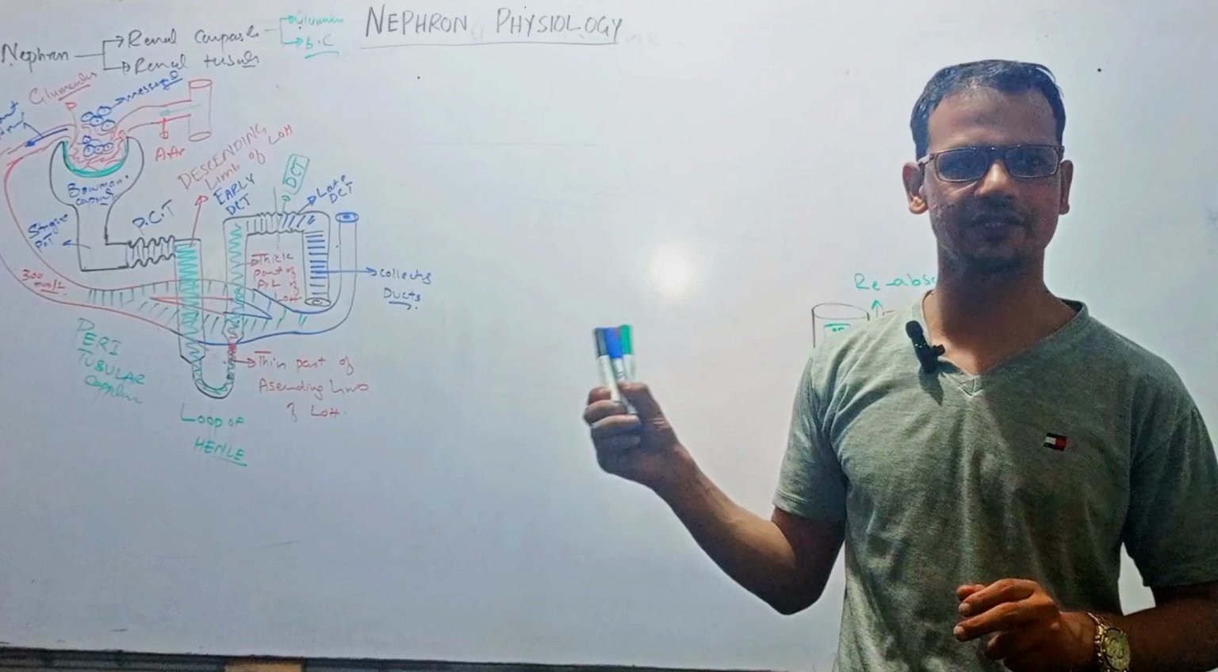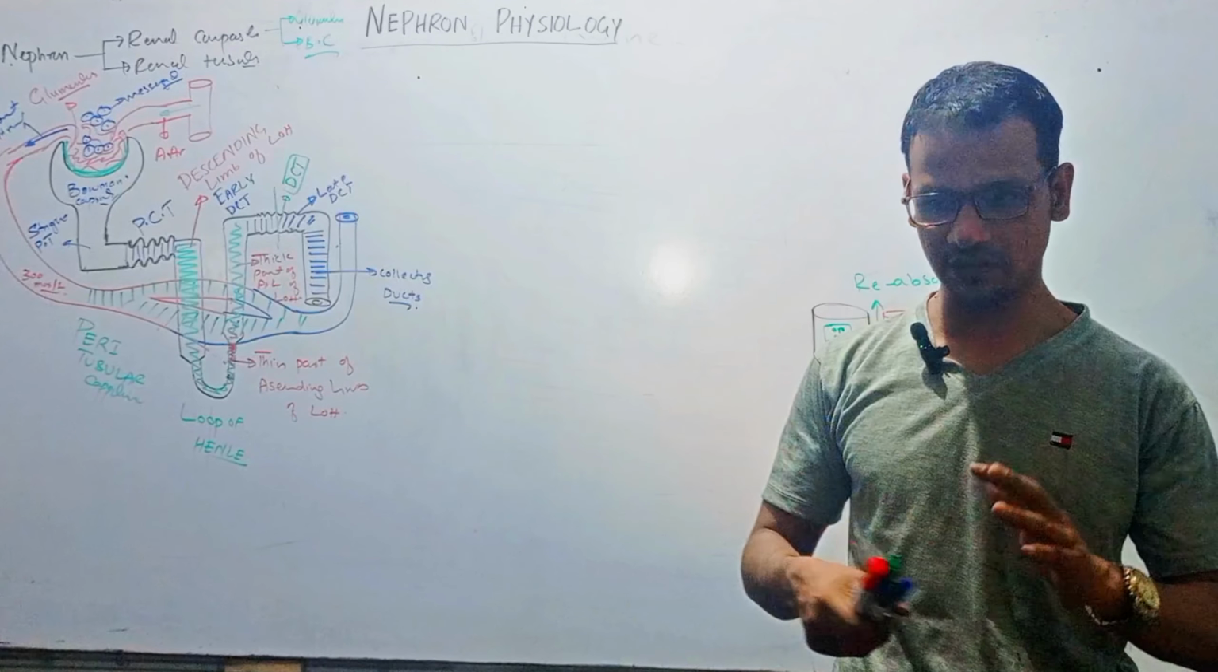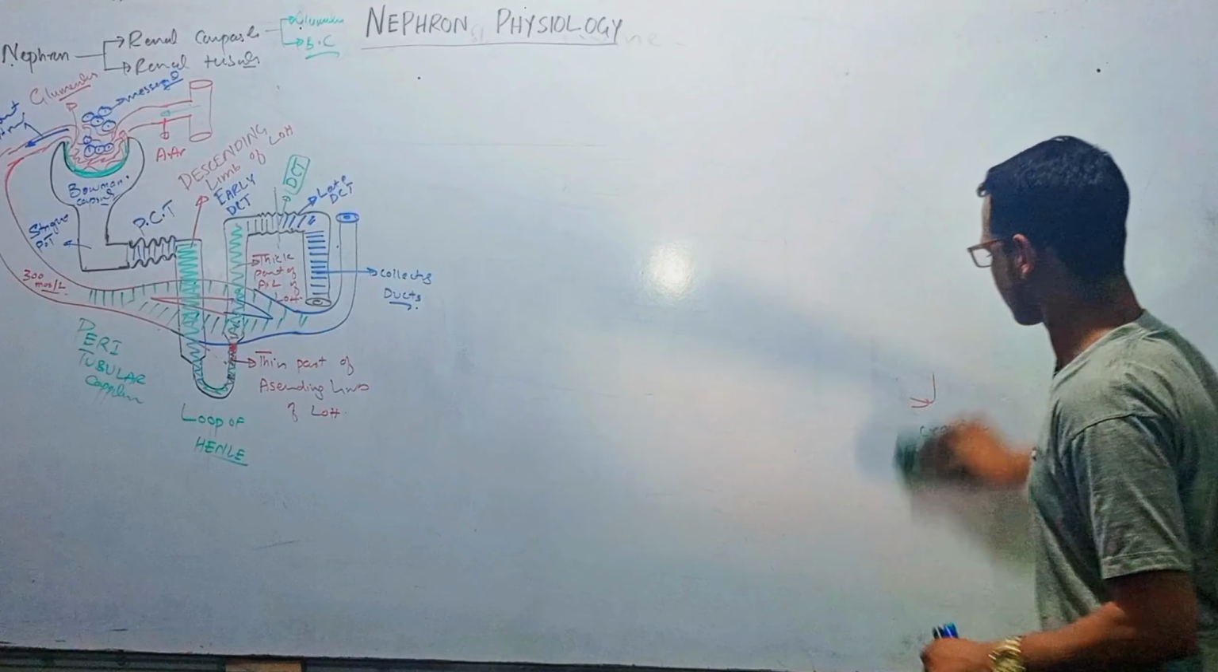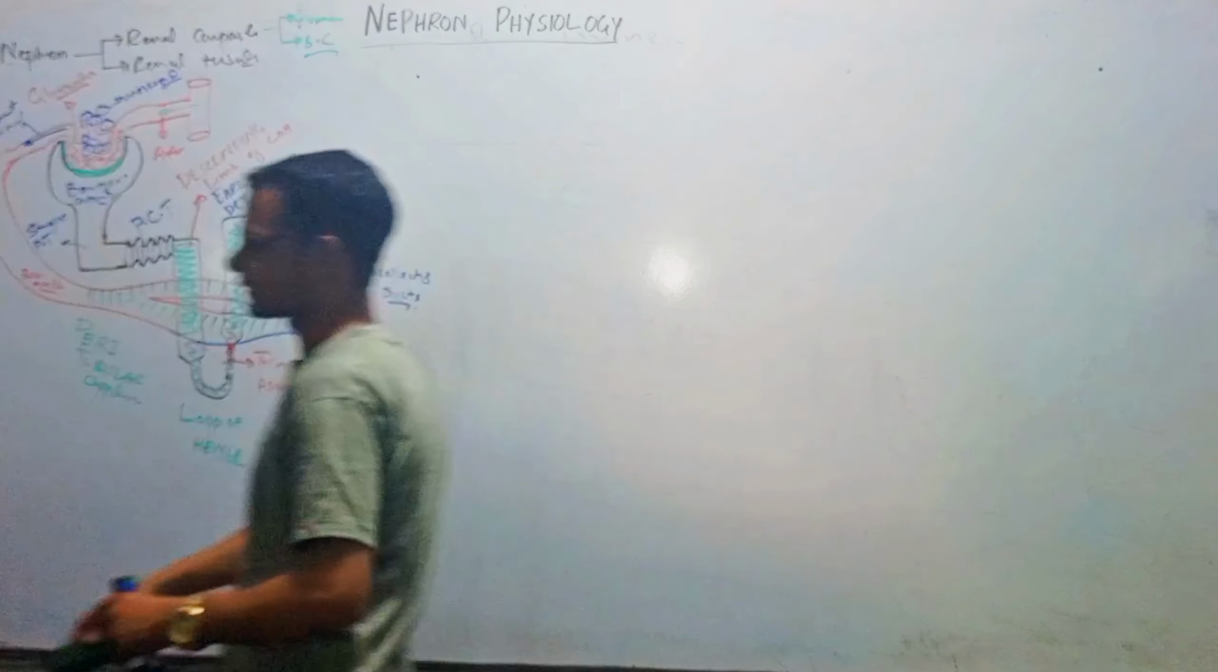Now, anyone who can tell me which type of cells are present in different parts of the nephron? Is there a need for discussion of the cells? Yes, sir. So, for example, I am taking this nephron again, right?